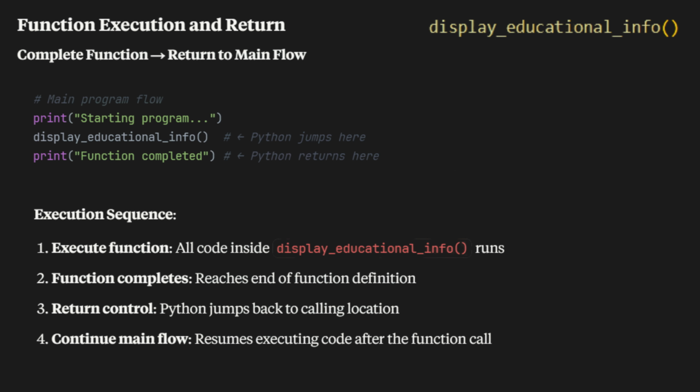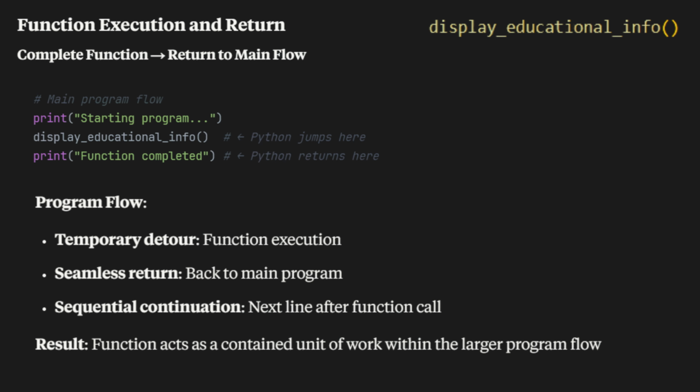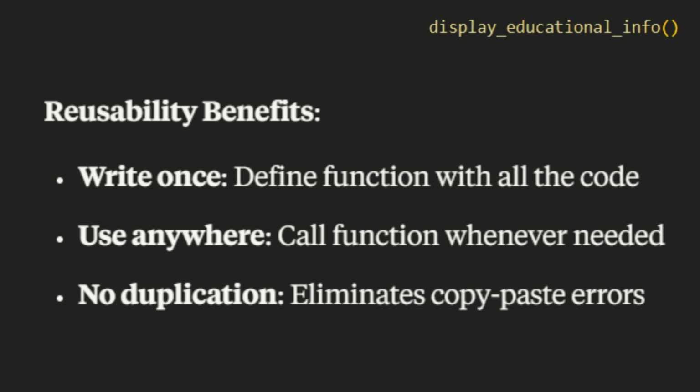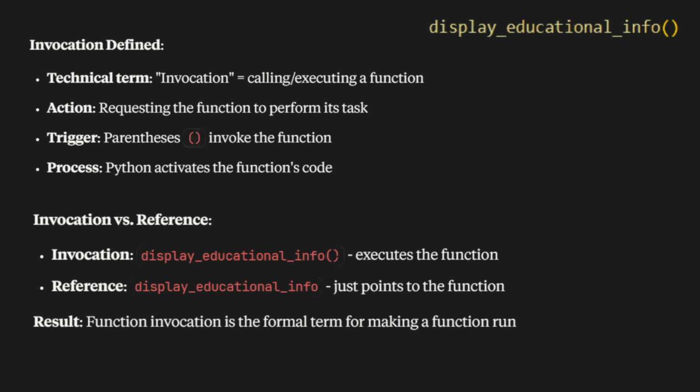Python executes all the code inside the function, all those print statements. After the function completes, Python returns to continue with the main program flow. This triggers function execution and utilizes their functionality. Instead of copying and pasting all those educational print statements into your main code, the function call executes the organized, reusable function code. The concept of function invocation and code execution enables organized program flow.